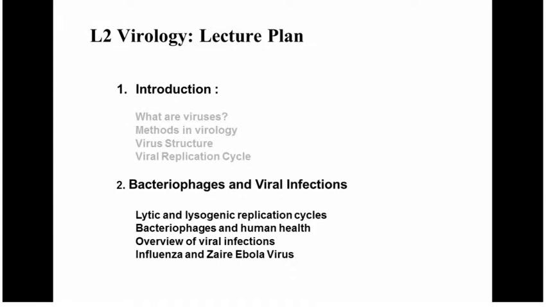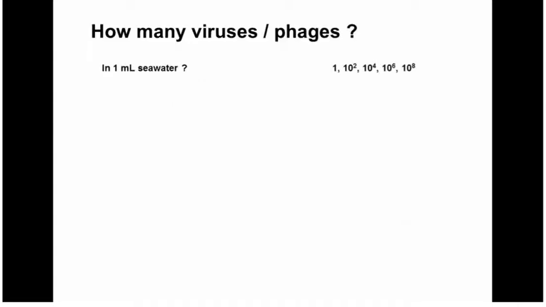Okay, bacteriophages and viral infections. That's good. We seem to be going a bit faster than I thought. What do we need to do here? I think we'll have time to look at the lytic bacteriophage replication cycle. Or at least think about it, well, maybe not.